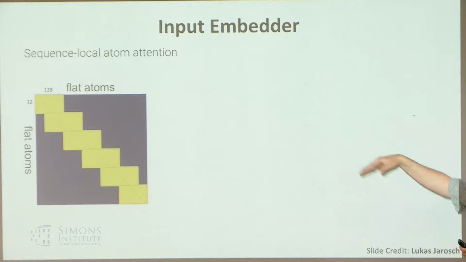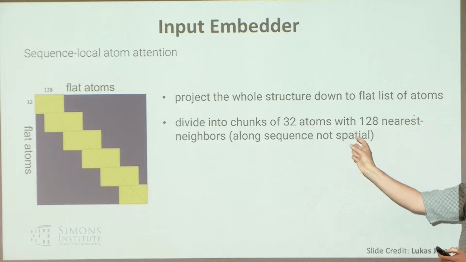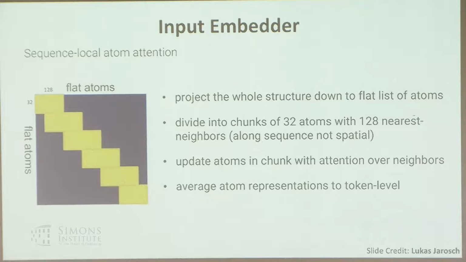They flatten the structure to a list of atoms, and then divide it into chunks of 32 atoms each, where the attention is happening to the 128 nearest neighbors in the chain, in the linear ordering. So you take what's ostensibly a global attention mechanism at the residue level, move to an atomized representation, but then the attention is localized. That updates the representation, and then you go back to the residue level representation and again do global attention, right? So it interleaves tokenized global attention with atomized local attention.